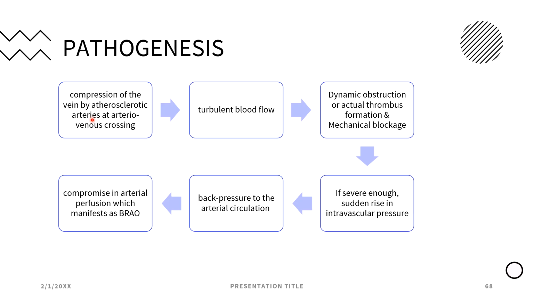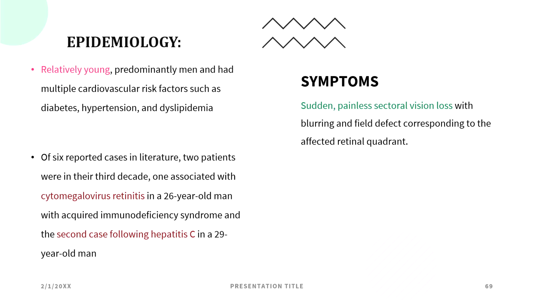Pathogenesis. There is compression of the atherosclerotic artery at the arteriovenous crossing, which causes turbulent blood flow, leading to dynamic obstruction or actual thrombus formation and mechanical blockage. If severe enough, there will be a sudden rise in intravascular pressure, which leads to back pressure on the arterial circulation and compromises the arterial perfusion, which manifests as BRAO.